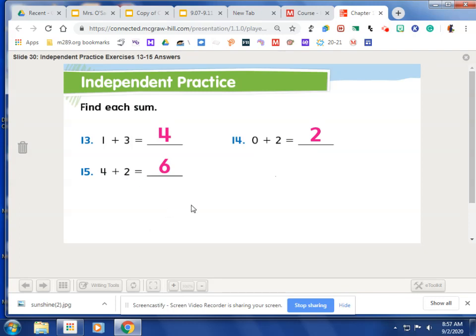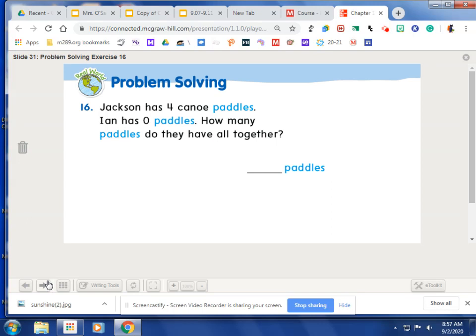There is another way to say this. The sum of 1 plus 3 is 4. The sum of 0 plus 2 is 2. And the sum is what your answer is. Okay? Just getting that vocabulary in there so we get really good at it. Problem solving. Problem number 16.